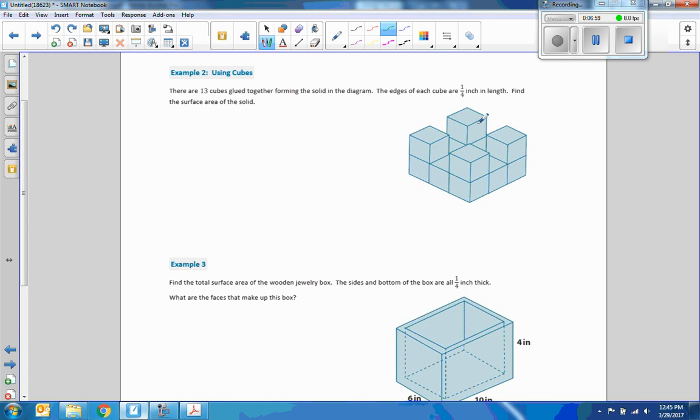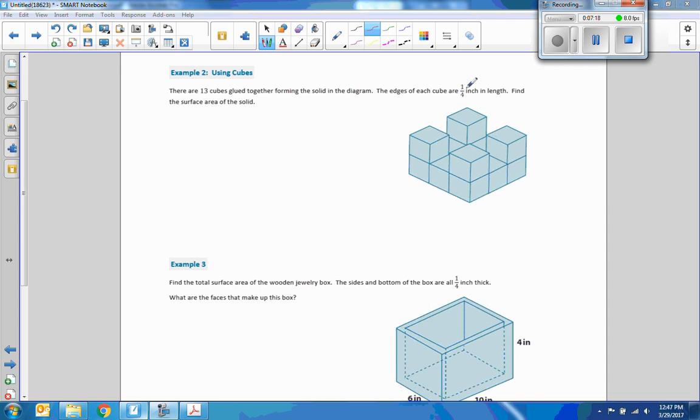Okay, example 2. The first thing we have to do is realize that there are 13 cubes. So we have a base, 1, 2, 3, 4, 5, 6, 7, 8, 9. It's solid on the bottom. There's 9, 10, 11, 12, 13. That's where the 13 cubes come in.